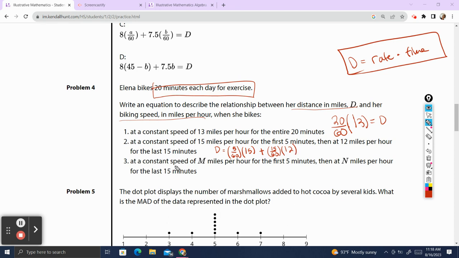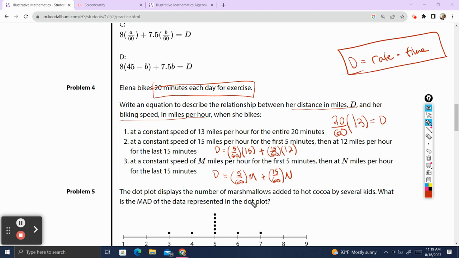At the constant speed of m miles per hour for the first 5 minutes, then at n miles per hour for the last 15 minutes. So we have a constant speed, so distance. Again, for the first m miles per hour, we're going at some distance that we don't know. Well, we're going at some speed we don't know, but we know it stays the same. And then we're going to go for the next 15 minutes, 15 over 60, at a second speed, which is n. So we can write this equation with terms of variables, which is correct.